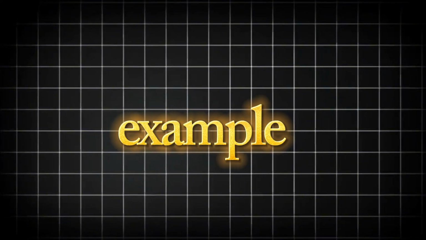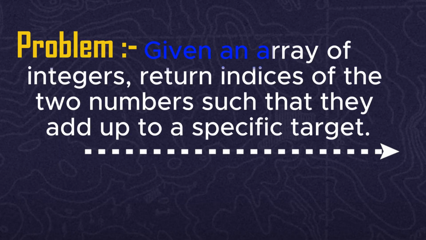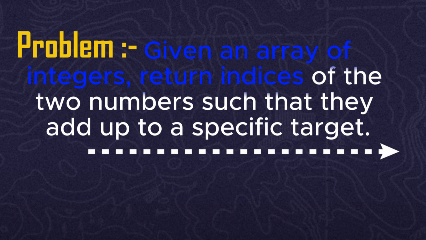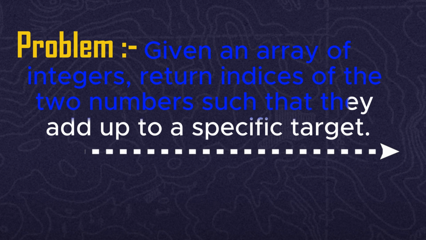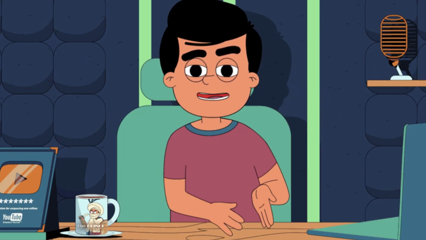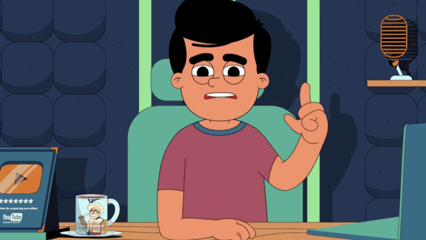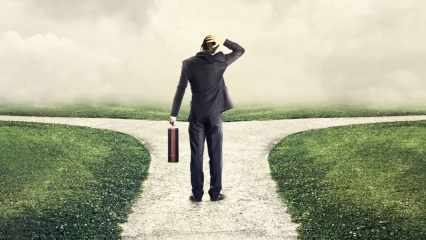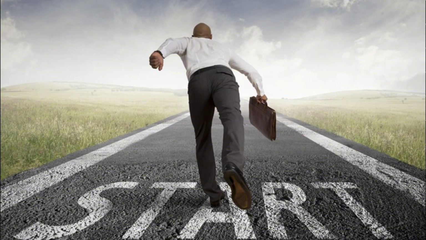Let's take a simple example. Problem: given an array of integers, return indices of two numbers such that they add up to a specific target. Sounds simple, right? But let's break it down properly. Before jumping into an optimized solution, try to think of a brute force approach. It might not be the most efficient, but it's a good starting point.